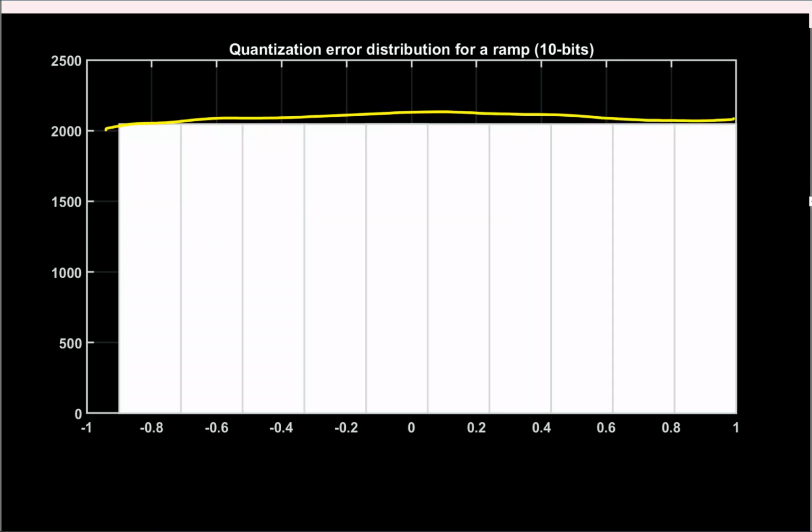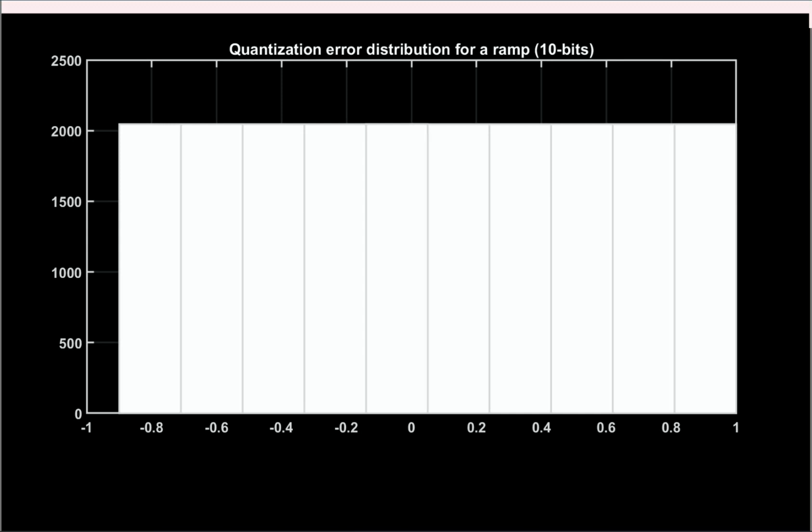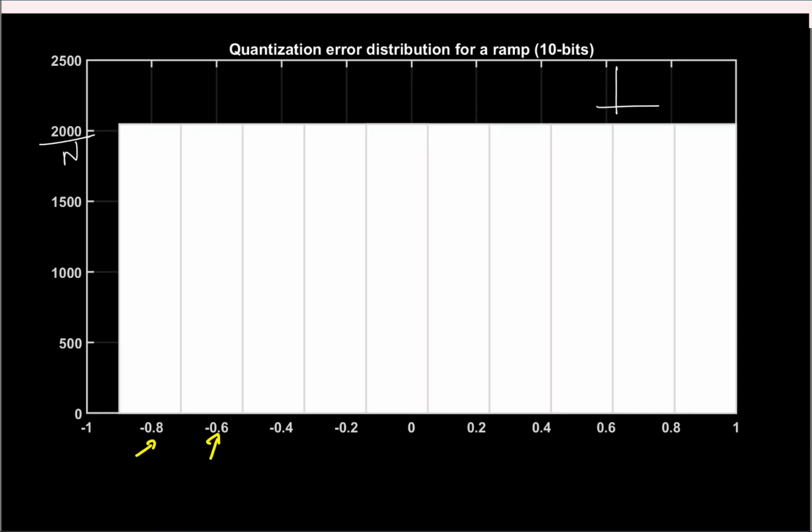But of course, we don't deal with ramp signals. What was in the y-axis? The y-axis is the number of samples in each bin, and these are the values of the normalized quantization error. This is basically a proxy for the probability density function, right? This is not normalized. If you normalize it with respect to the sample size, you get the probability.